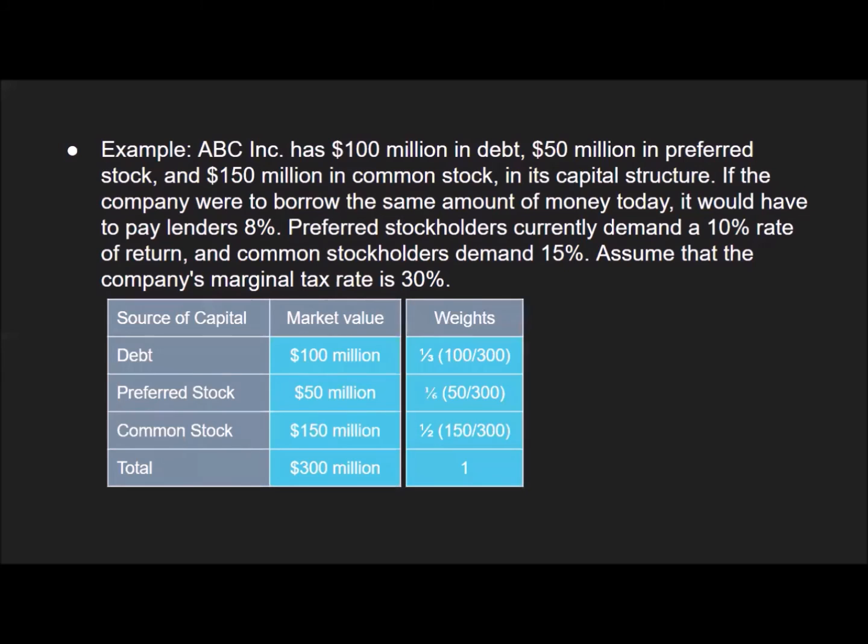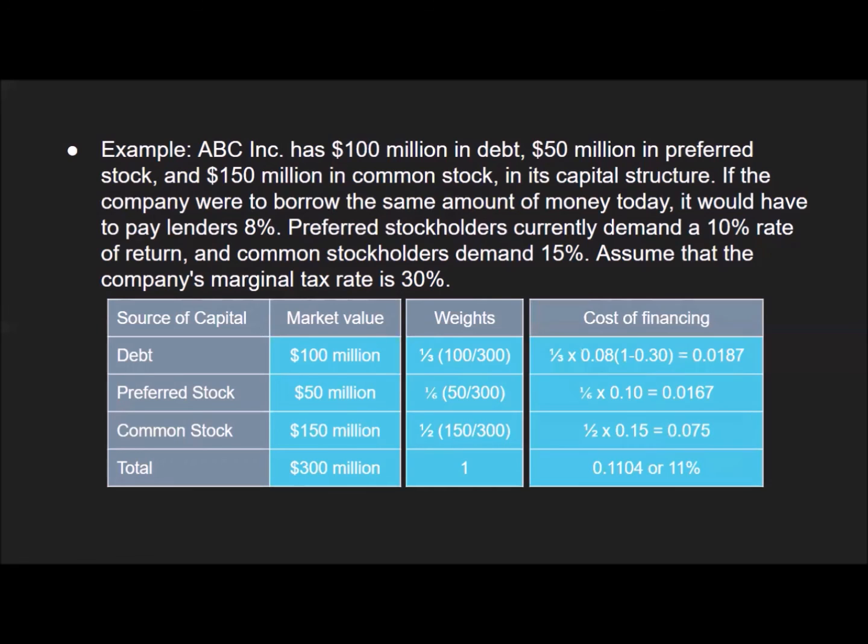Let's calculate the weights for each source of capital. The weight for debt is equal to $100 million divided by $300 million, which is 1/3. The weight for preferred equity capital is equal to $50 million divided by $300 million, which is 1/6. The weight for common equity capital is equal to $150 million divided by $300 million, which is 1/2.